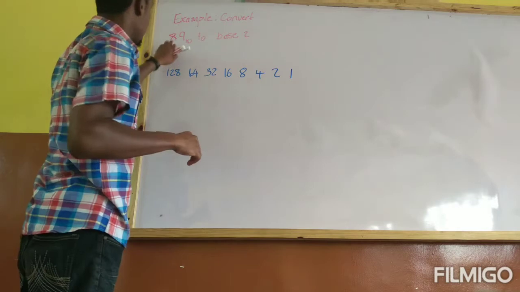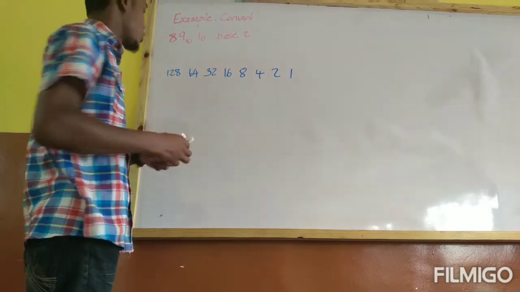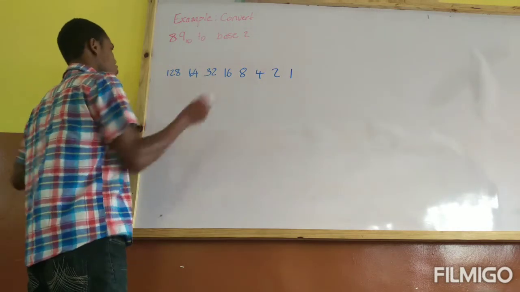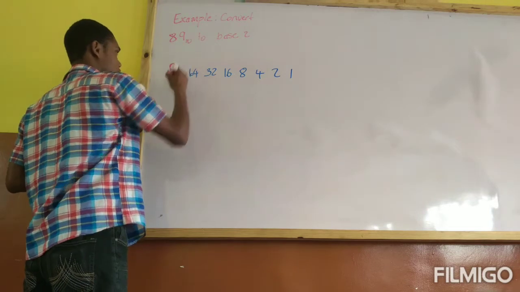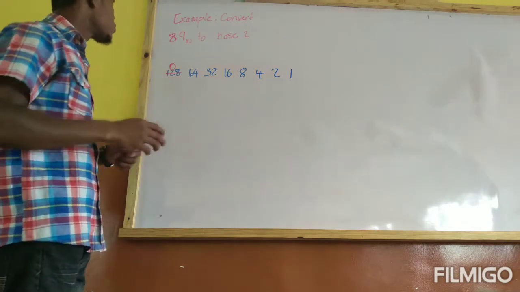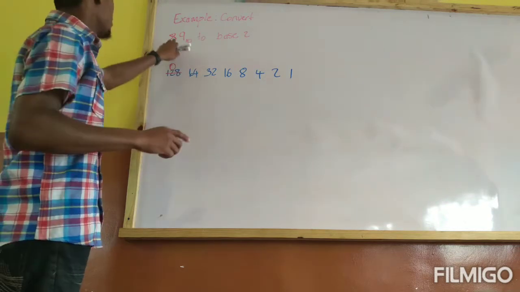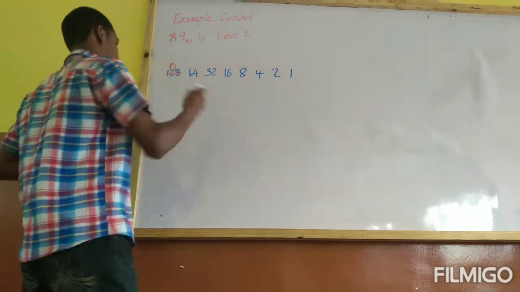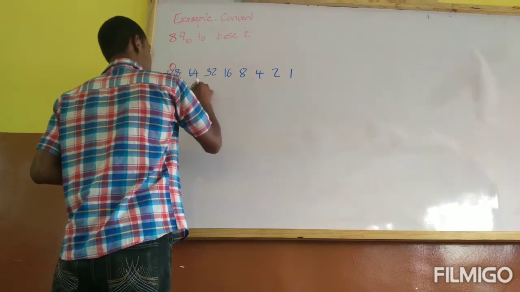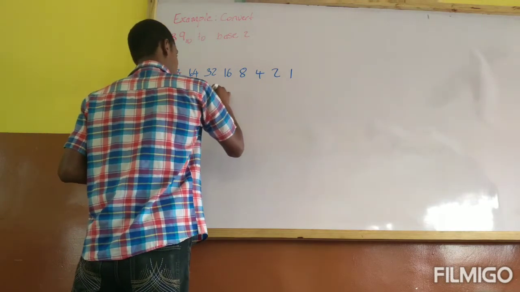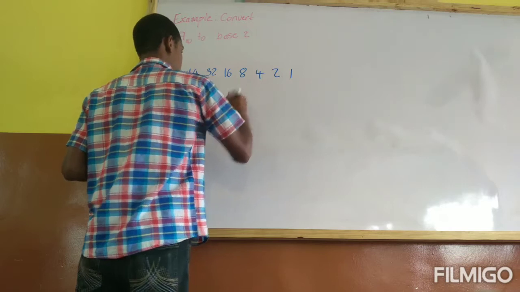So step 1, can 89 be divided by 128? No. So you can just cross that off and put a 0 above. Step 2 says divide the number by the largest number. So 89 divided by 64. And that gives you 1.